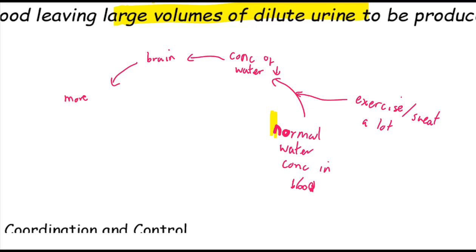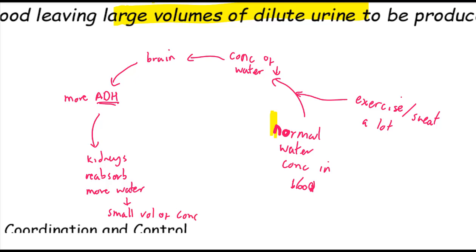This time it releases more ADH because it wants to stop you peeing as much. So the kidneys reabsorb more water. So then you get a small volume of concentrated urine, and that tries to get our water concentration in the blood back to normal.